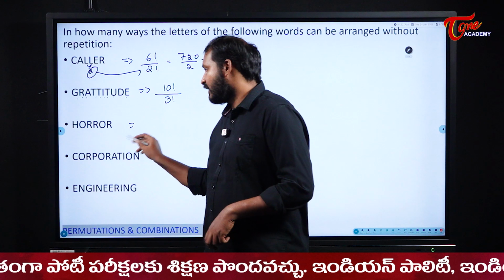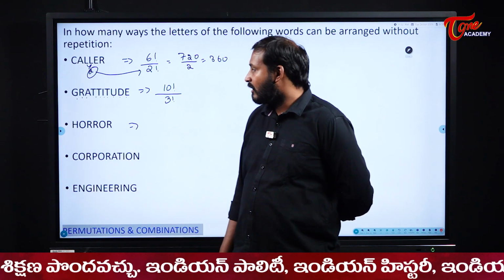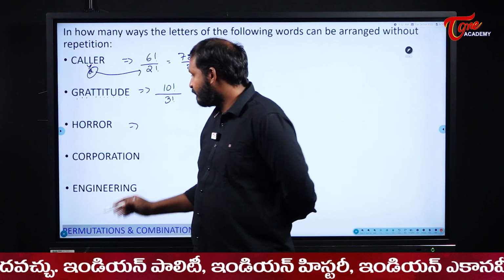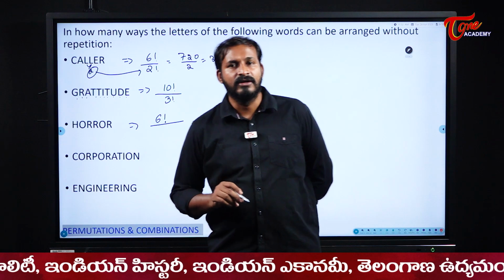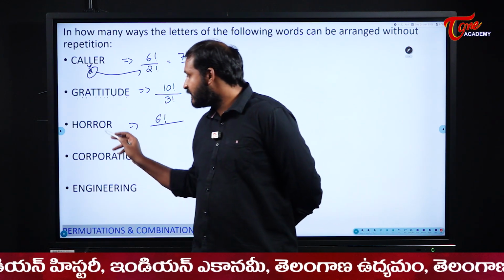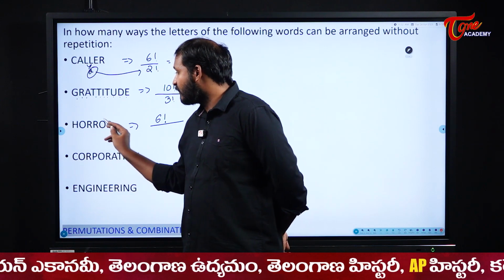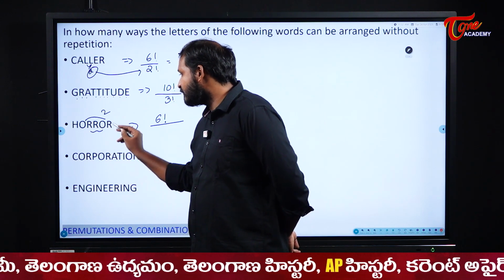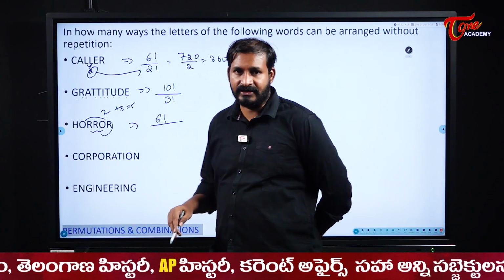Next, in horror. Total how many letters are there in horror? In horror, we will have 6 letters. So if it is a general case, we will have 6 factorial. But here, see students, O was repeated and R was also repeated. O was repeated 2 times, R was repeated 3 times. So 2 plus 3, it is 5. I will write here 5 factorial.